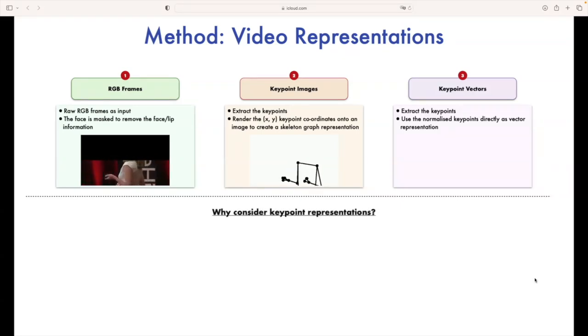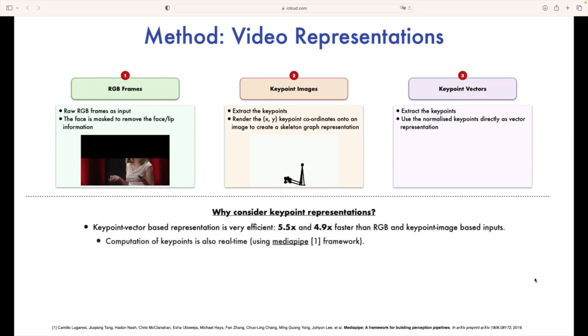At this stage, one of the major questions that arises to all of us is, why do we even do all these things? Why do we even consider key point representations? Well, there are multiple reasons to do so. First, key point vector representation is very, very efficient. It is 5.5 times faster than RGB representation.